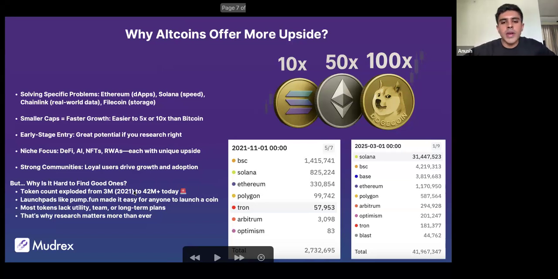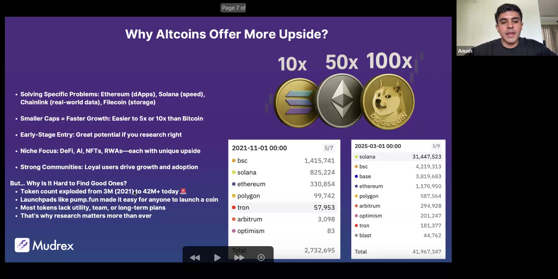Some of the well-known altcoins are Ethereum, Solana, Cardano, Litecoin, many others. Others are smaller, newer projects you may have never heard of, but that doesn't mean they're not worth looking into. All right. Now let's actually talk about why altcoins tend to offer much more returns than, say, Bitcoin.